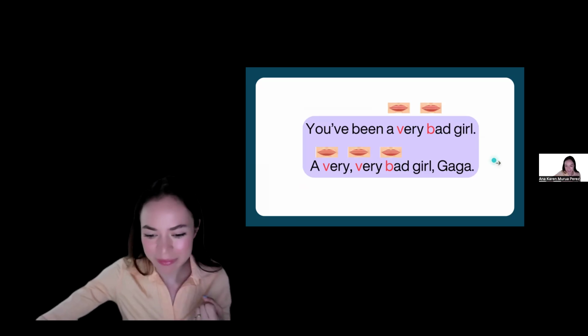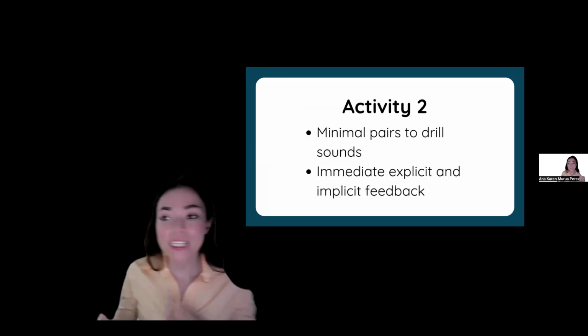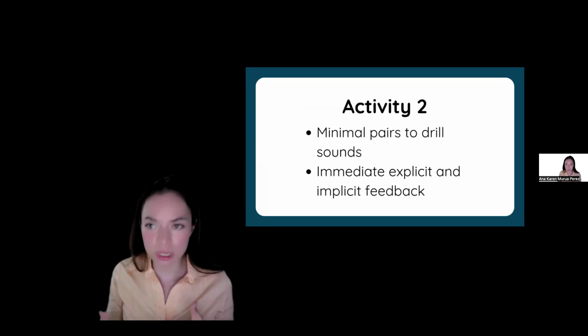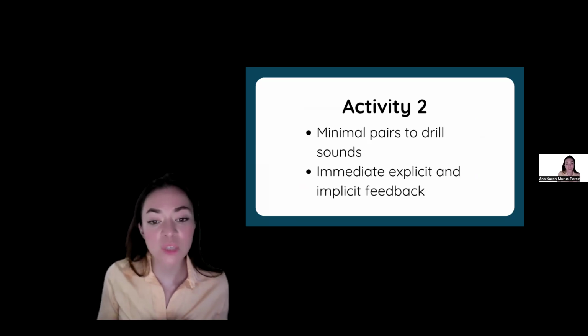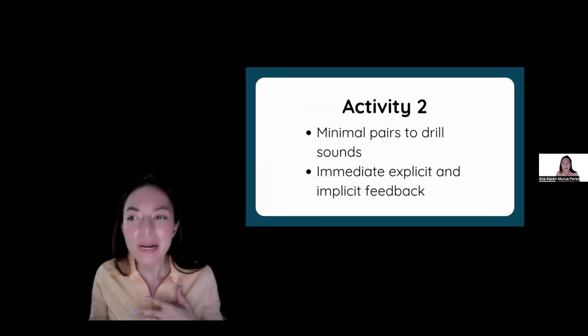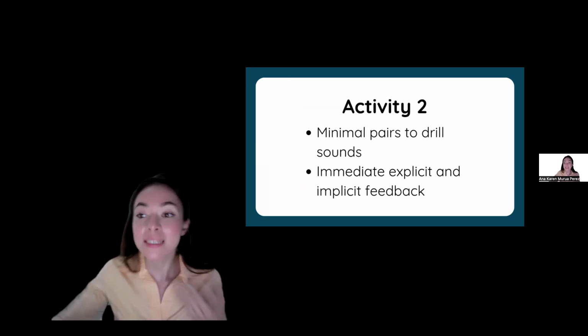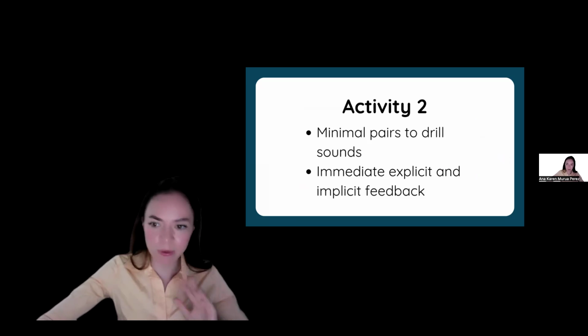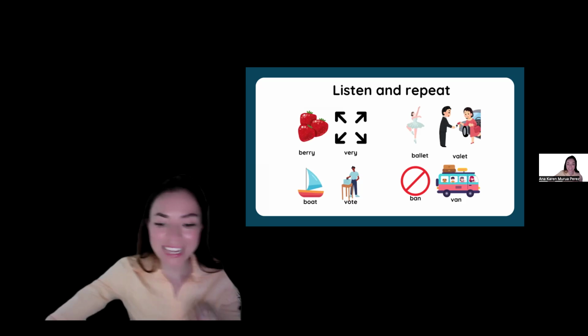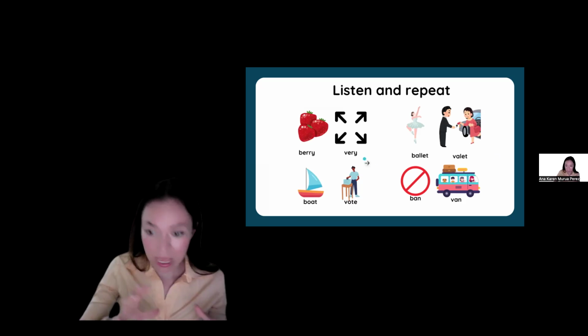Much better. So now in activity 2, we would continue to drill these different sounds through minimal pairs. I would continue to provide students with immediate feedback, but it would be explicit or implicit depending on the type of error that the students make. Let's look at how I would do this. Let's look at some of these examples.